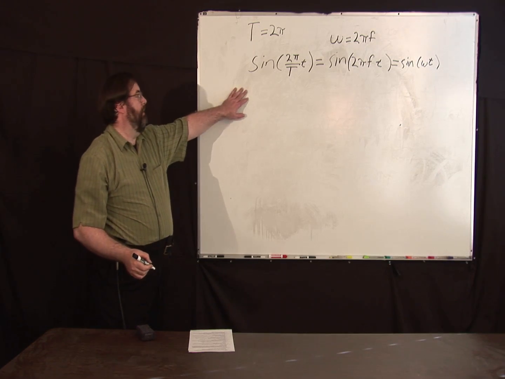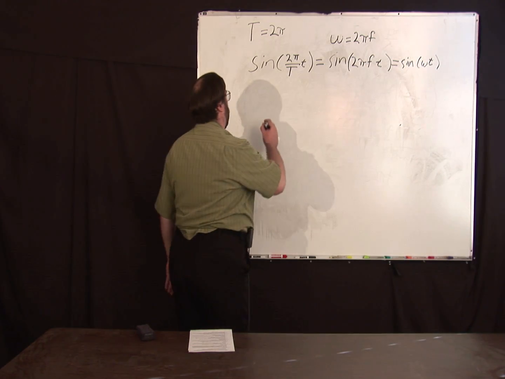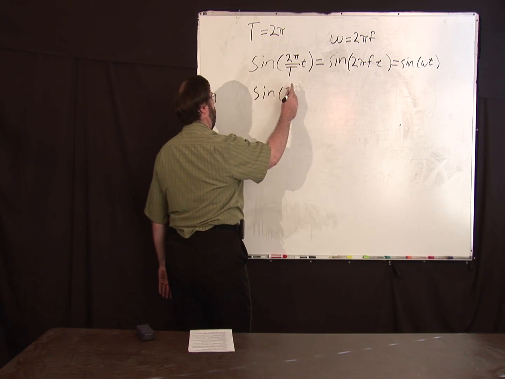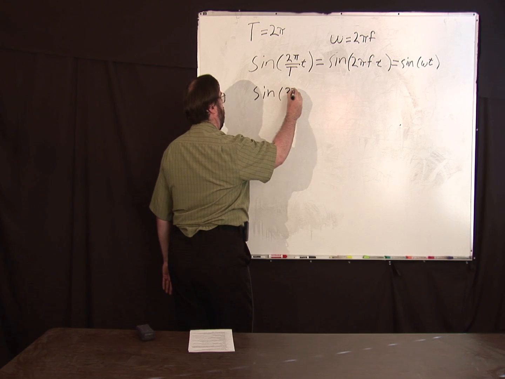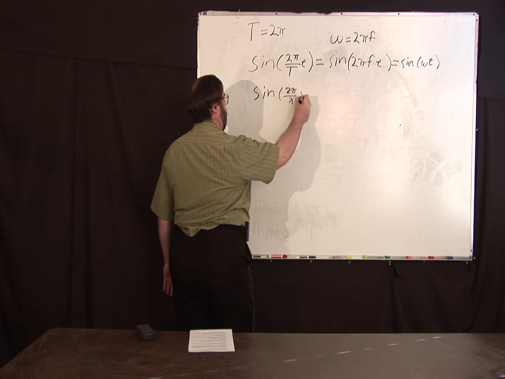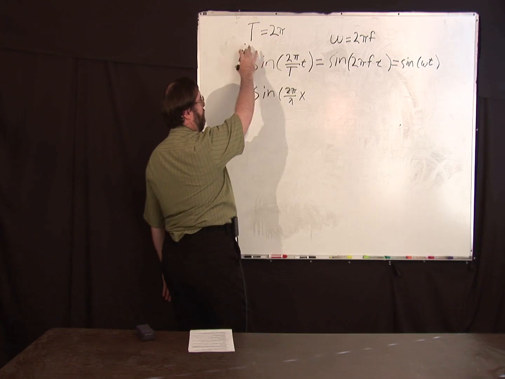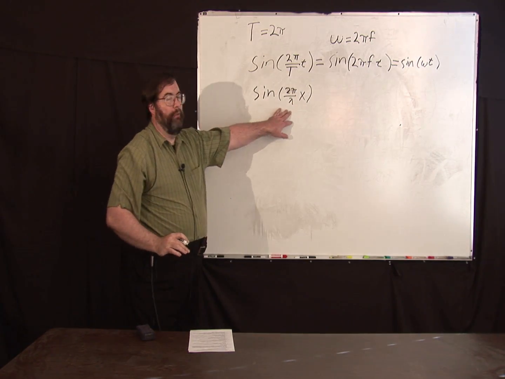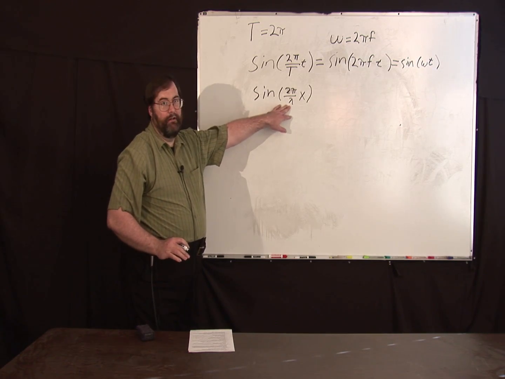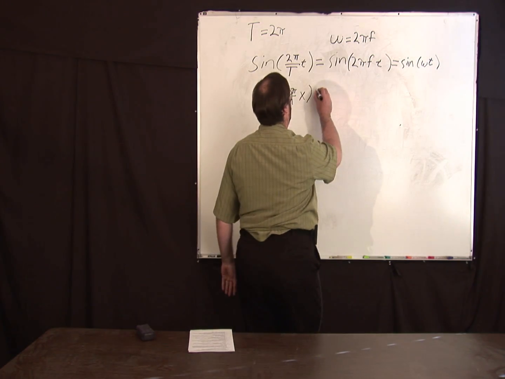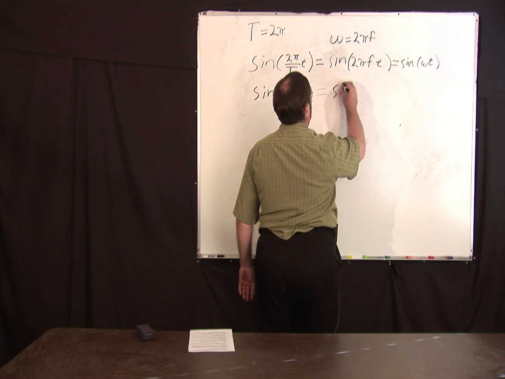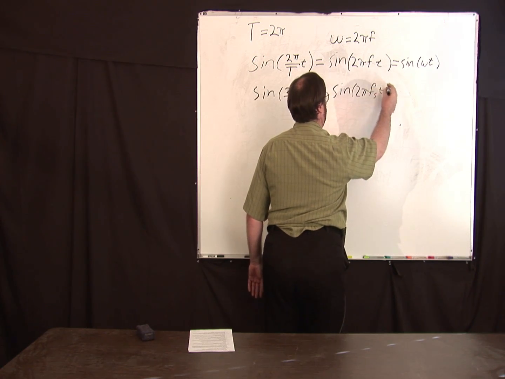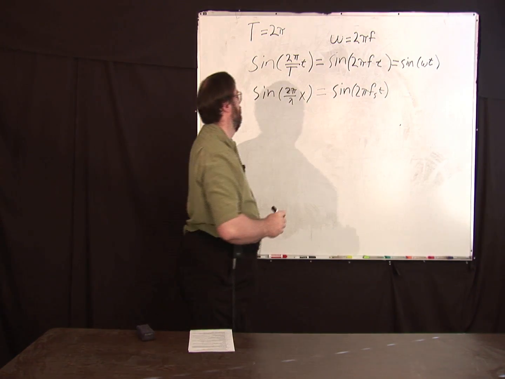If we were going to talk about space for a minute, okay, still sine of 2 pi over lambda x. We're saying the exact same thing as we said here. This gives you something with spatial period or wavelength lambda, which is equal to the sine of 2 pi times the spatial frequency, now, x.